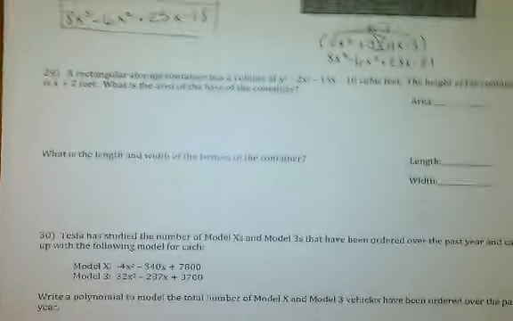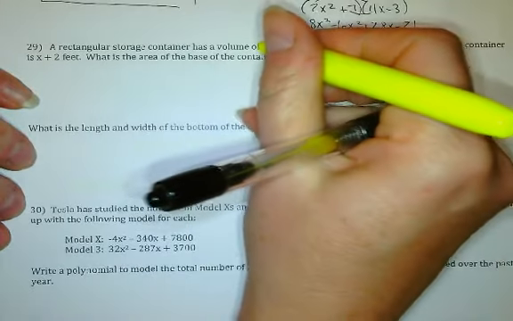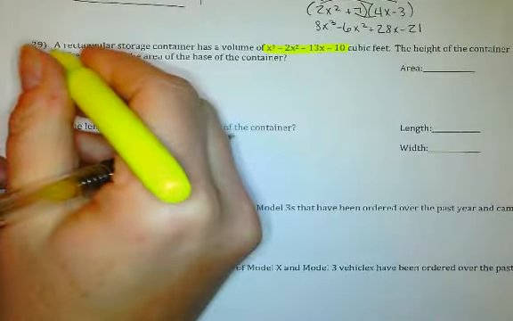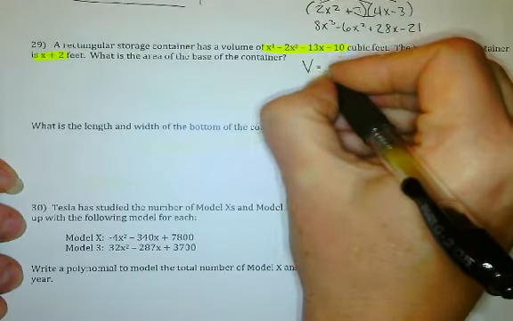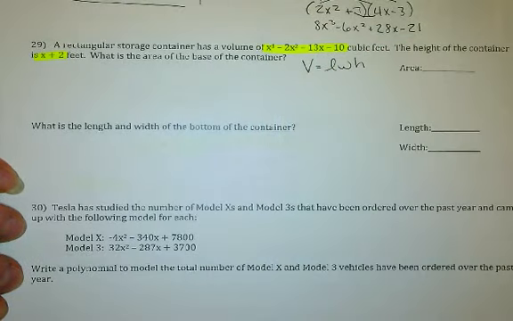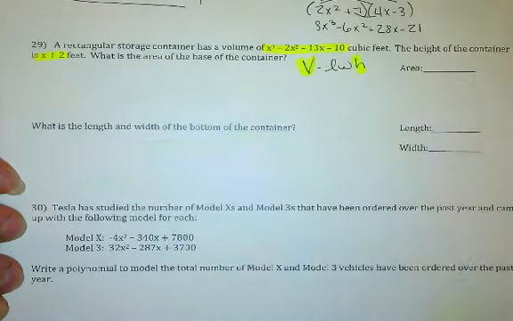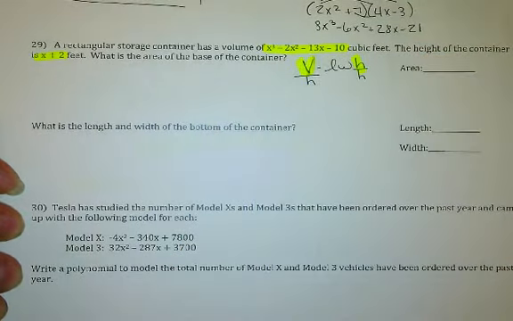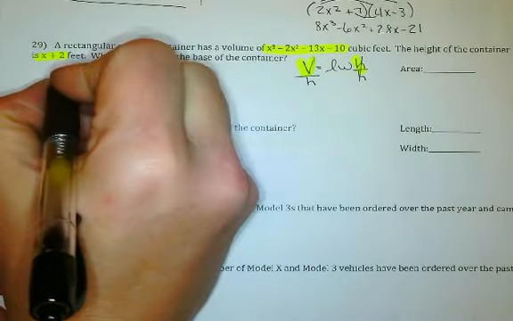Alright, on number 29, it says a rectangular storage container has a volume. Okay, that's my volume. The height of the container is x plus 2. What is the area of the base? So again, volume equals length times width times height. They're giving me the height. They're giving me the volume. So to find the length and the width, I need to divide the volume by the height. And now it's telling my length and width. Okay, so let's do that.